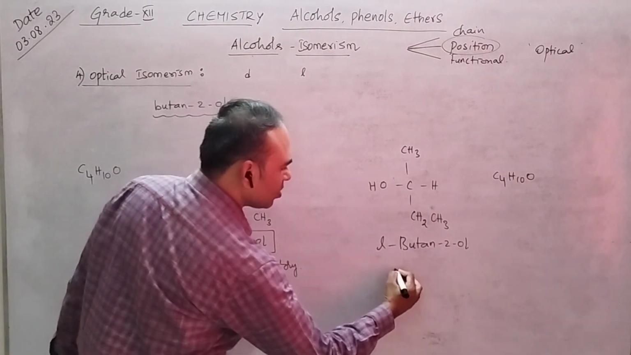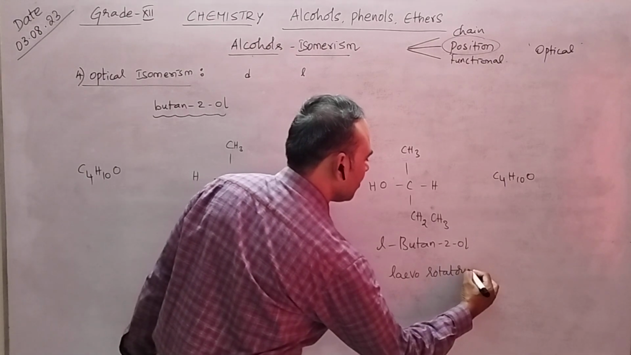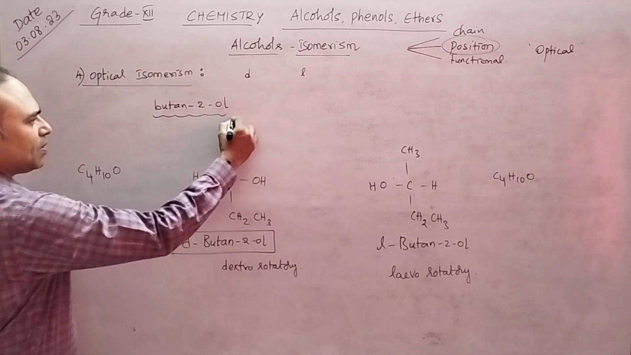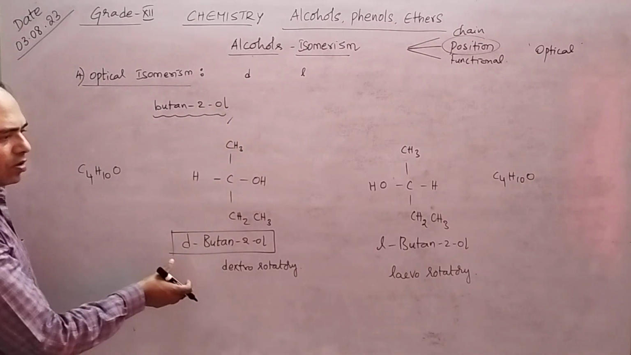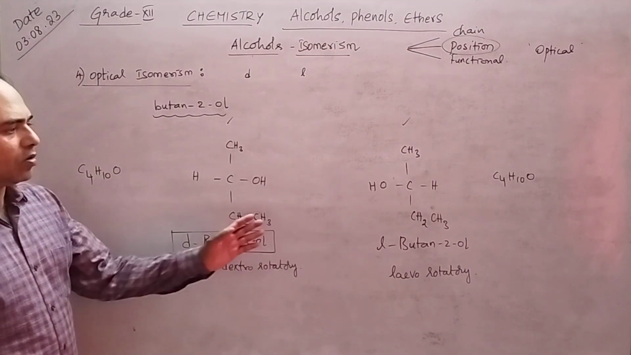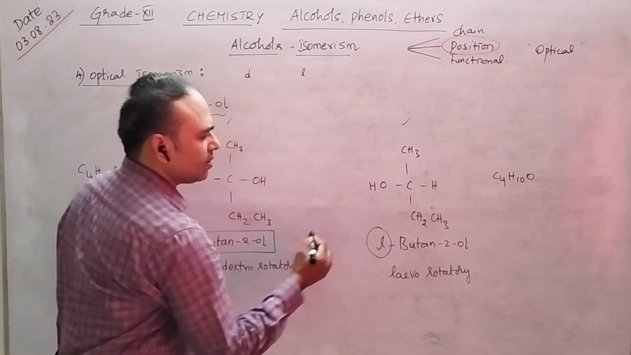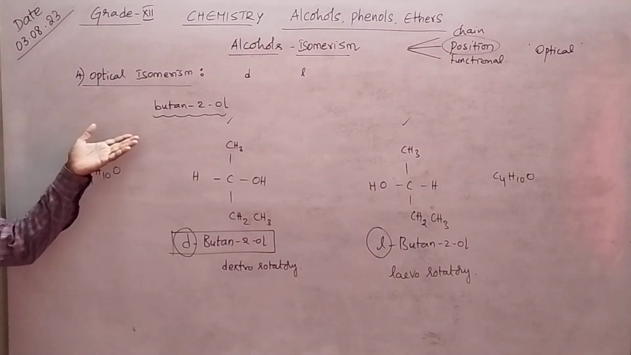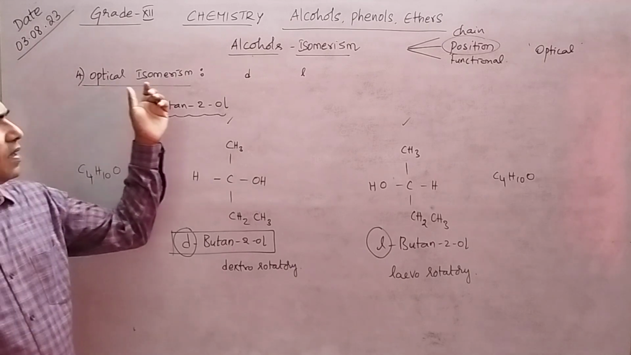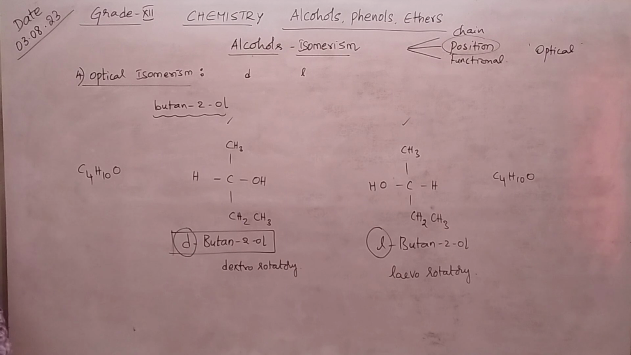So what is the nature of these? The nature of these two compounds are different. They have same molecular formula, but this compound will rotate plane polarized light towards clockwise, and this compound will rotate the plane polarized light towards anti-clockwise direction. Hence we have written D here, and here it is L. So this is an example given for optical isomerism. Hope you have understood this. In this lecture we have discussed the nomenclature and isomerism of alcohols. Thank you so much.